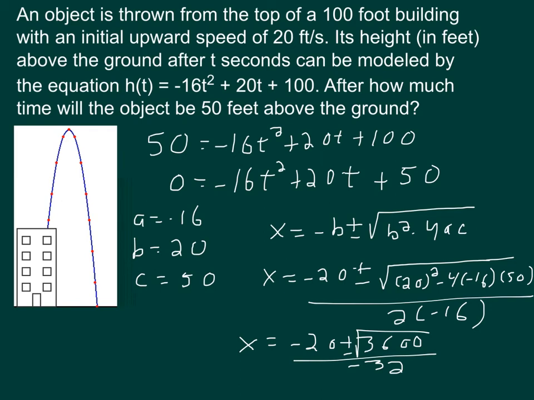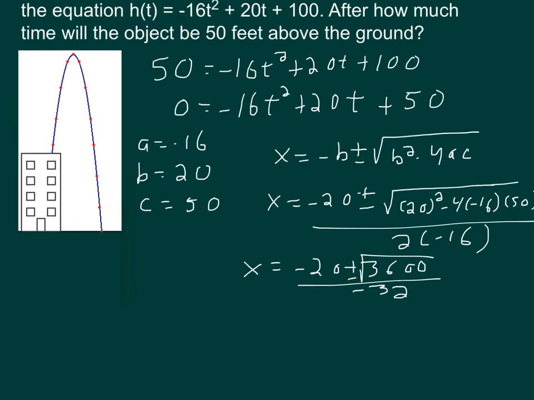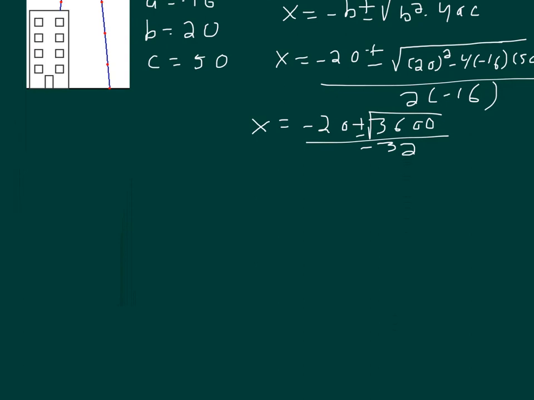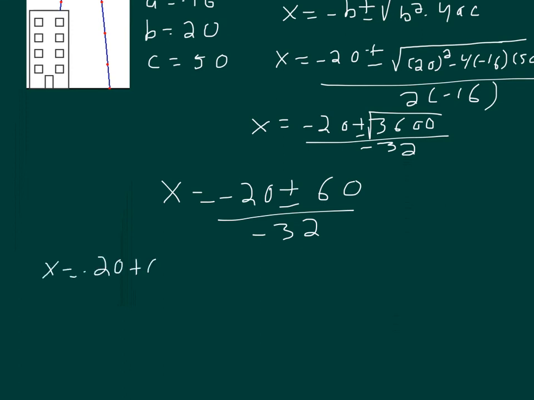Now, if it didn't work out nicely, we'd want to use a decimal approximation probably, or at least reduce this. So let's give ourselves a little bit of space to work with here. We're looking at x equals negative 20 plus or minus, that's going to be 60, all over negative 32, because that's the square root of 3,600. Now at this point we're going to want to split it up, and we're going to have negative 20 plus 60 over negative 32. Negative 20 plus 60 we know is 40 over negative 32.